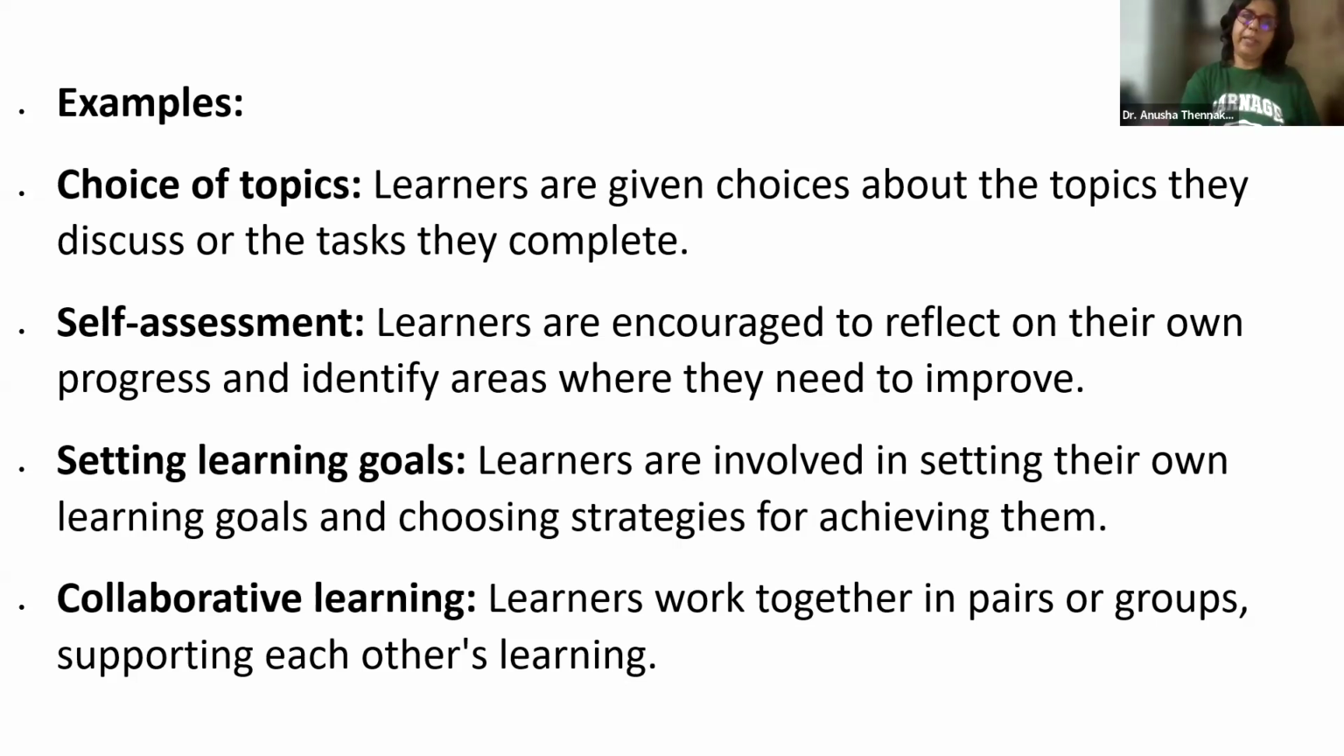Okay, from these examples, you can get an idea how these learners are becoming autonomous. The choice of topic: learners are given choices about the topics they discuss or the task they complete. So rather than the teacher assigning everything, here the learners are given a chance to select topics. And then self-assessment is there. That means learners are encouraged to reflect on their own progress.